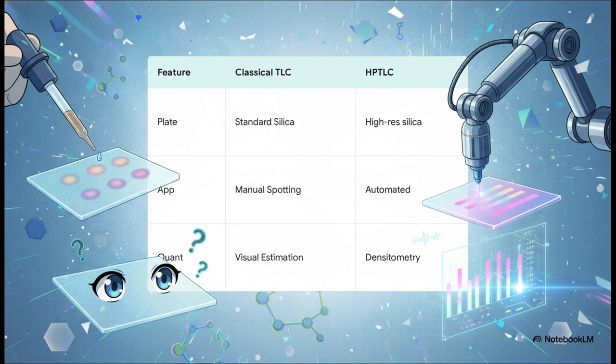Instead of using standard silica, it uses high-resolution, ultra-small particle silica for a dramatically sharper separation. And instead of you manually spotting samples with a pipette and hoping your hand is steady, it uses automated applicators to spray perfectly uniform bands. Then, instead of just eyeballing the spots, HPTLC uses UV-visible densitometric scanners to accurately quantify the exact concentration of the drug on the plate. It literally takes a simple visual test and transforms it into rigorous, quantifiable data.